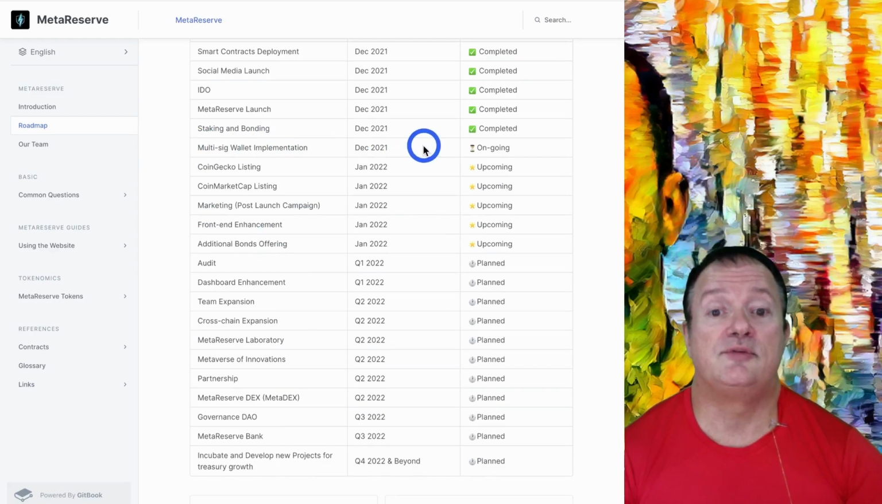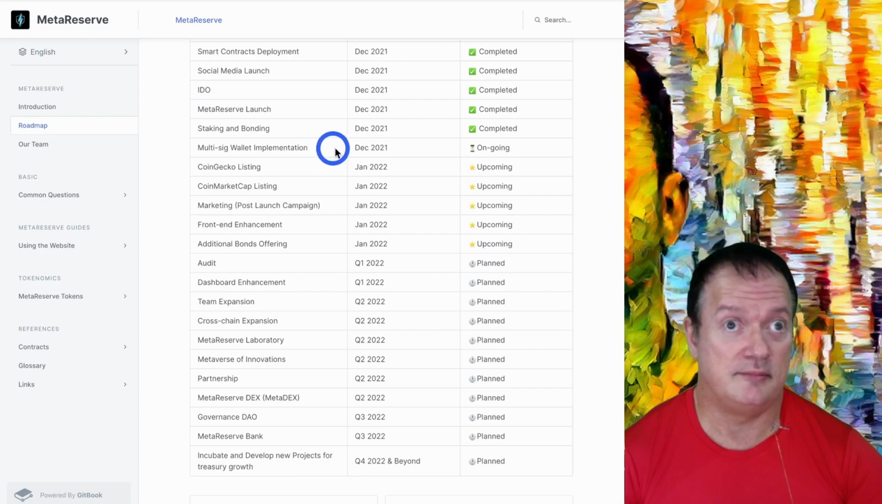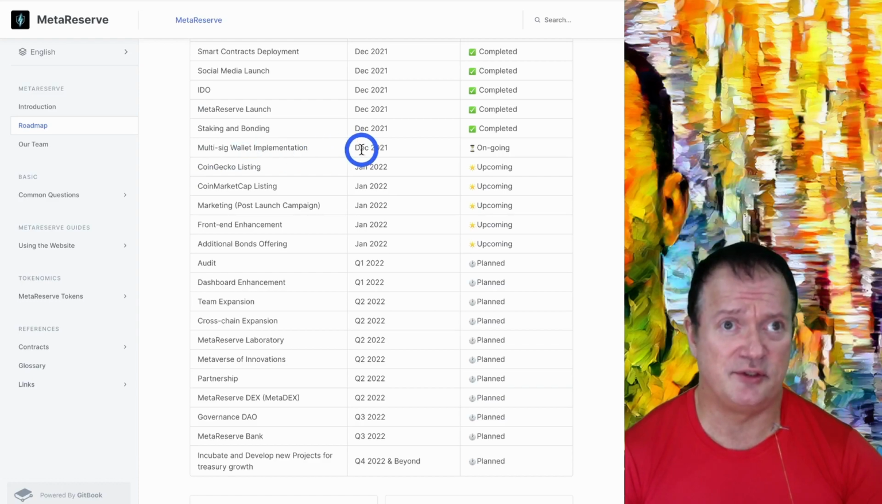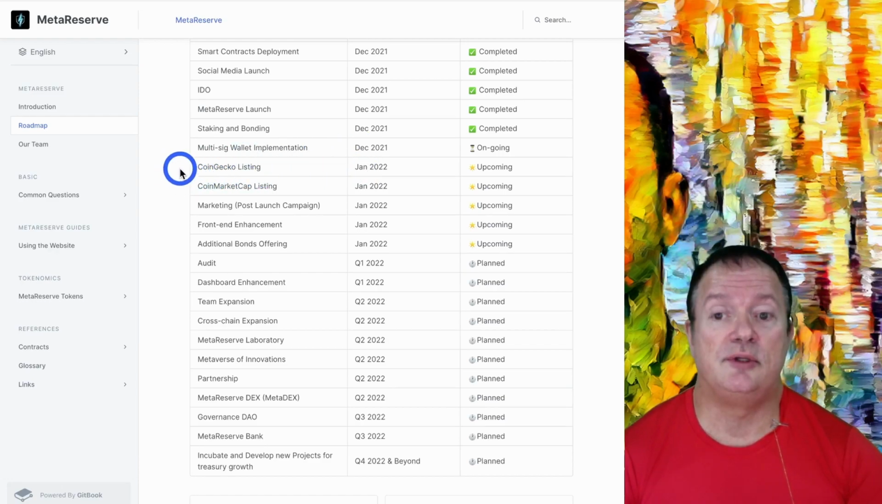They're supposed to implement the multi-sig wallet by the end of the month. Okay, so that's ongoing. That shouldn't take too long. It's not that difficult to set up. In January, they're going to obtain a CoinGecko listing and a CoinMarketCap listing as well. They're going to start doing some marketing.